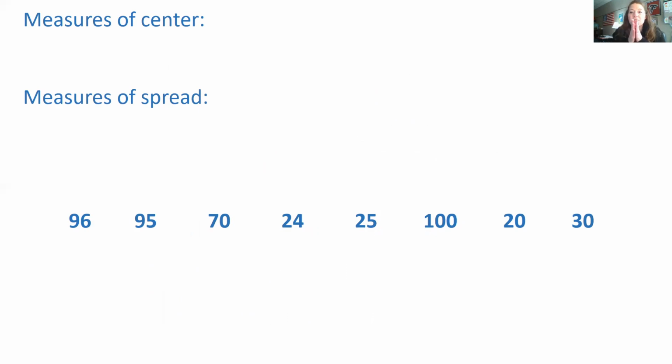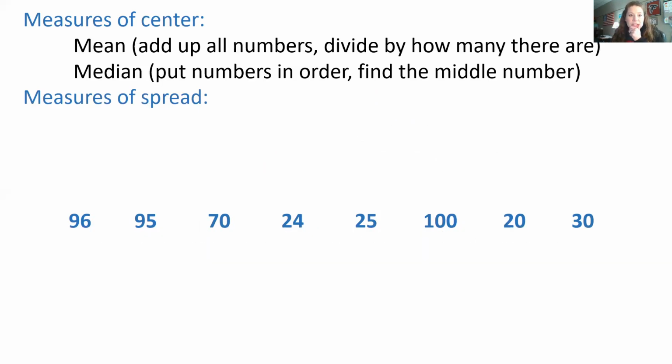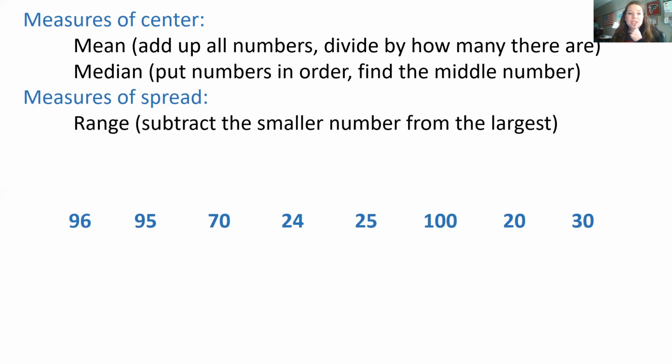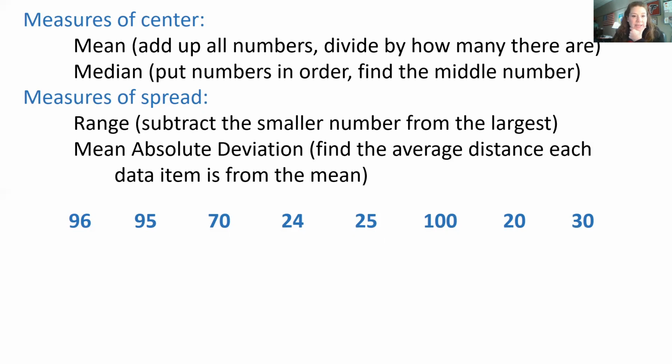And then we talk about how spread out our data is. We're going to use the range, which is what we just found. We subtract the smallest from the biggest number. It tells us how much difference there is between the smallest and biggest numbers, and also the mean absolute deviation, which I'm going to show you how to find. All right, so let's do that.